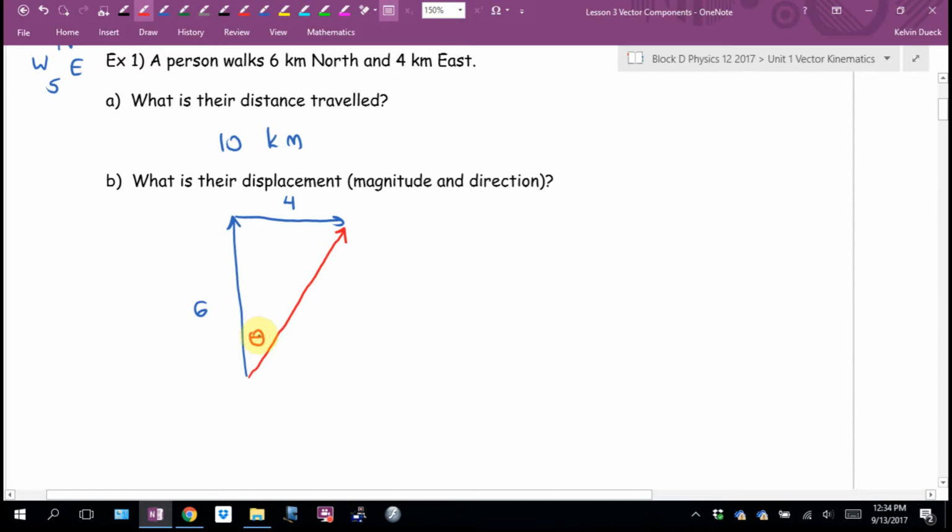Theta is going to go right there. Since they called it displacement, I'll label the resultant with the letter D and the vector symbol for displacement. May as well use their terminology. What's the magnitude of the displacement? It's going to be 10 squared plus 4 squared. It's going to be a square root of 116. It's going to be 10.7 is a guess. 10.8.